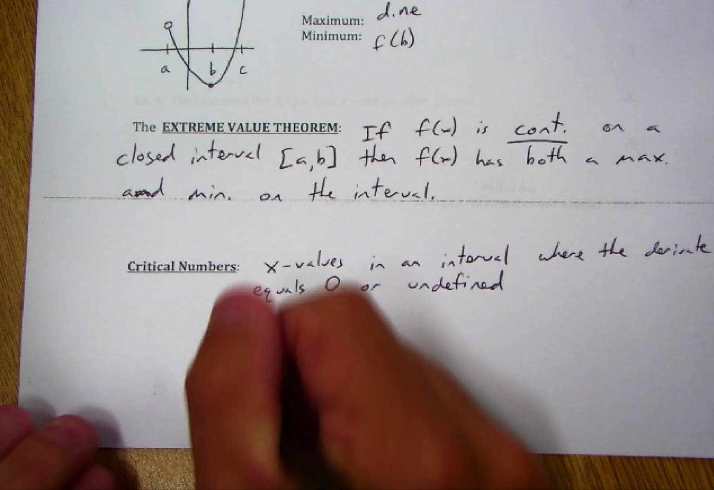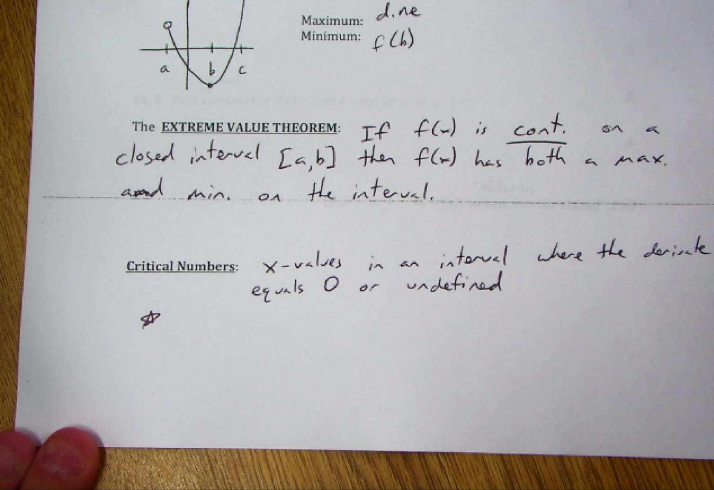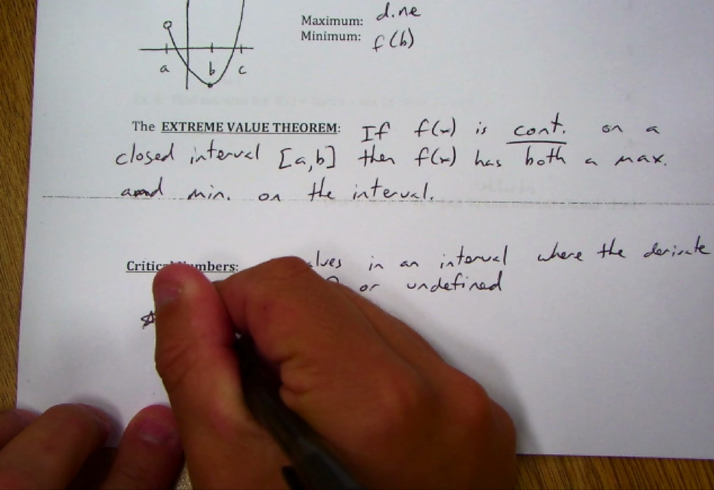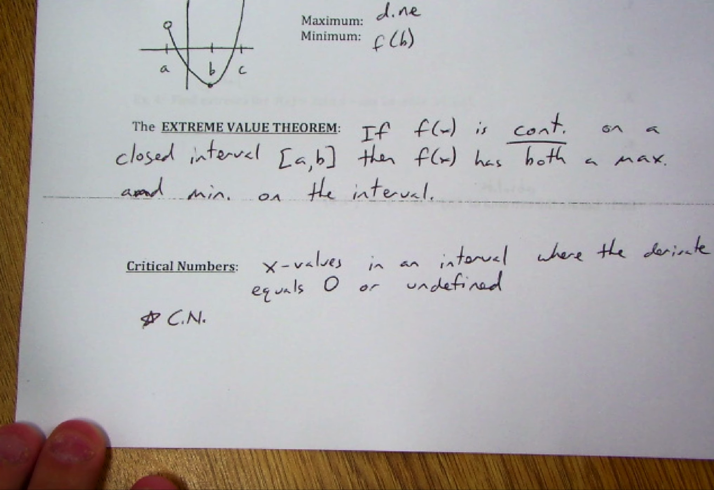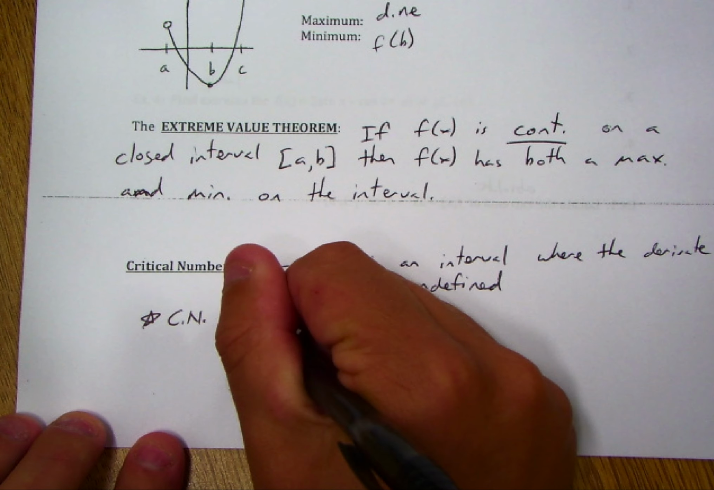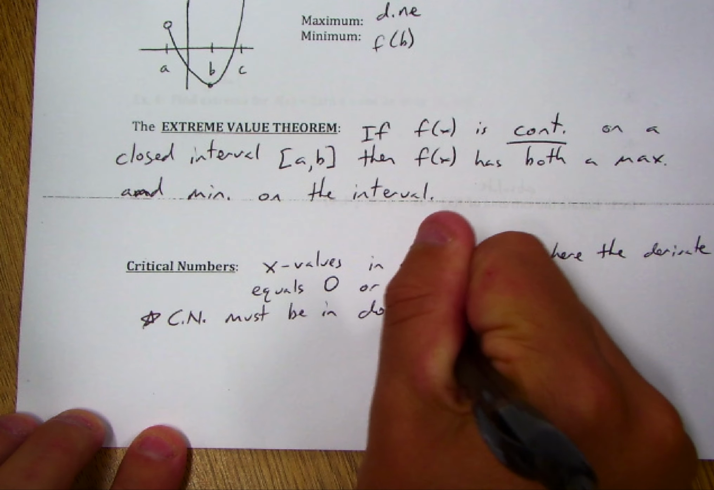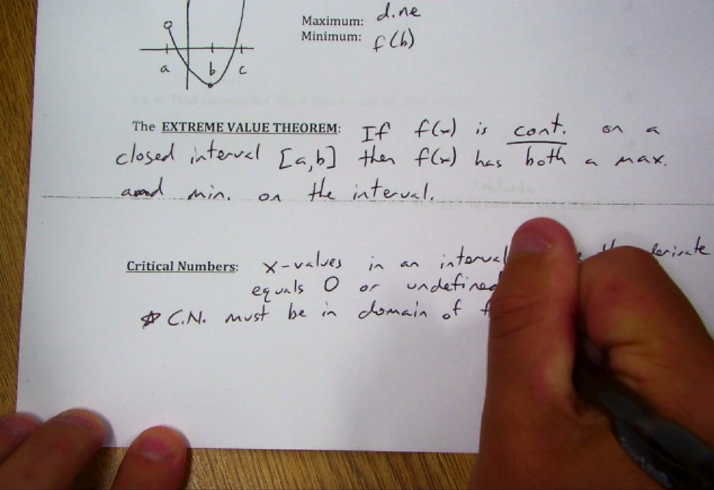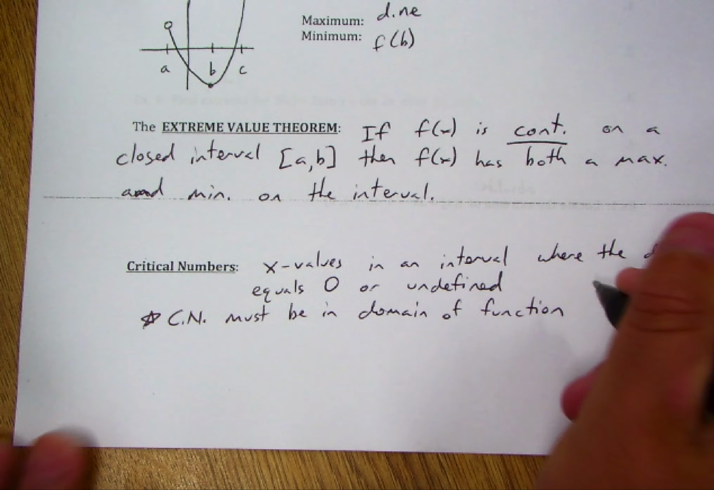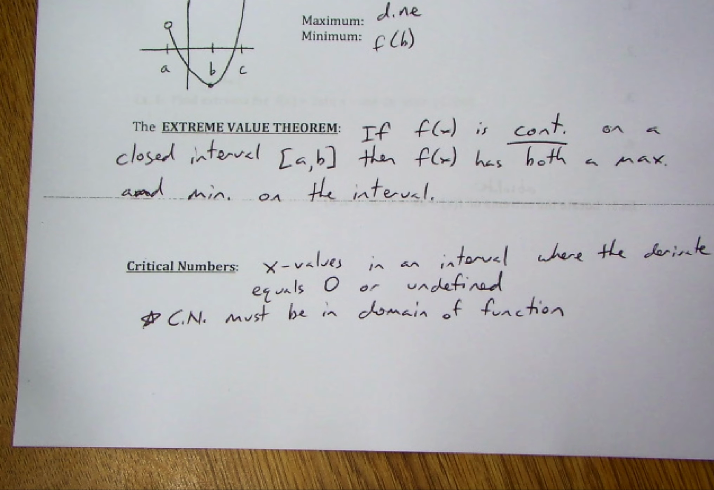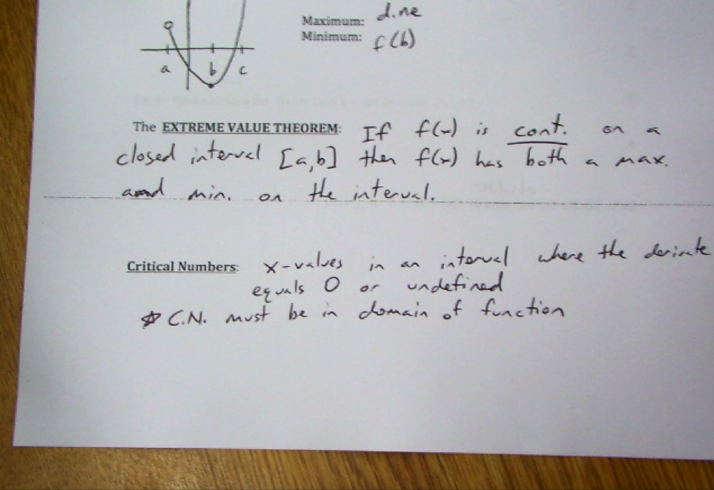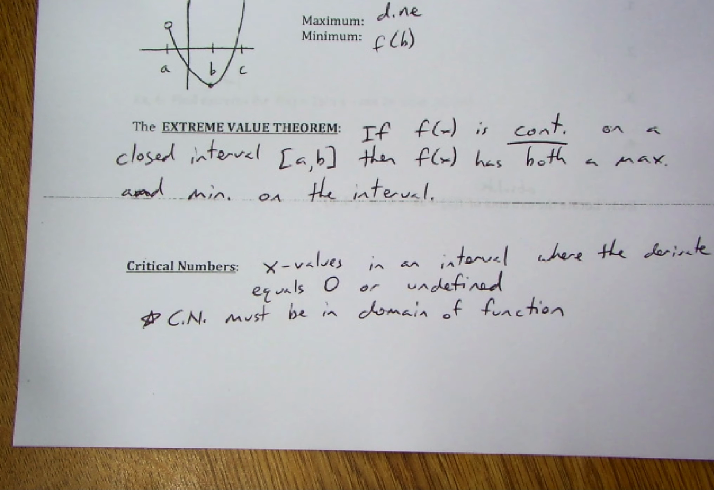One really important thing, I would star this: critical numbers must be in the domain of the function. Basically what that means is they have to be x values that are on the function to begin with, that are located on the function. So they have to be in the domain.